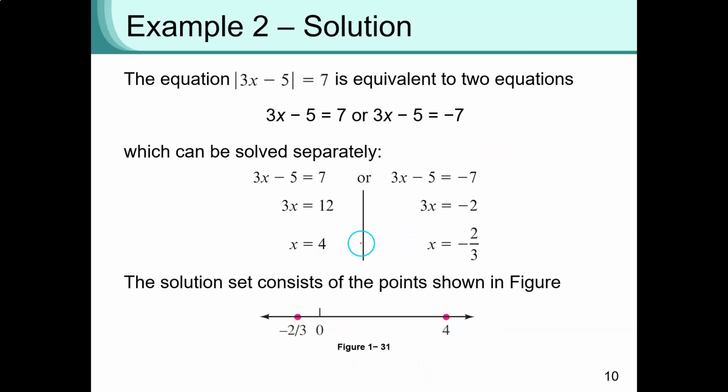Now, these two solutions represent two points on the number line. So when x equals negative 2/3 or x equals 4, the absolute value equation will equal 0.